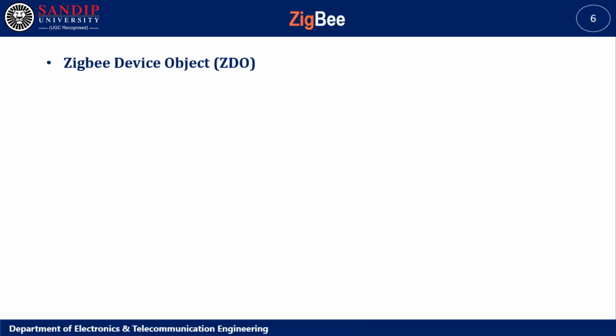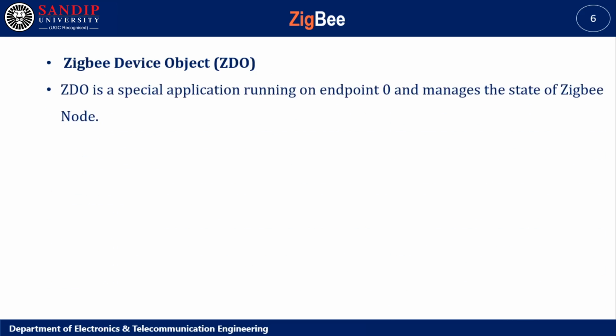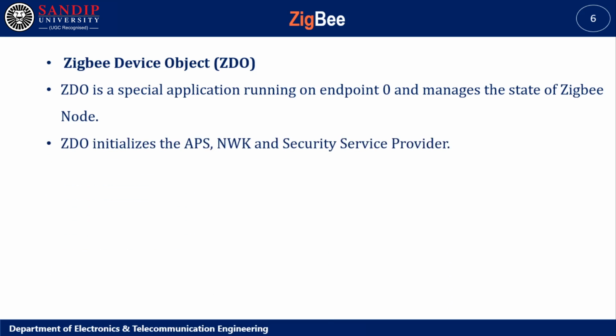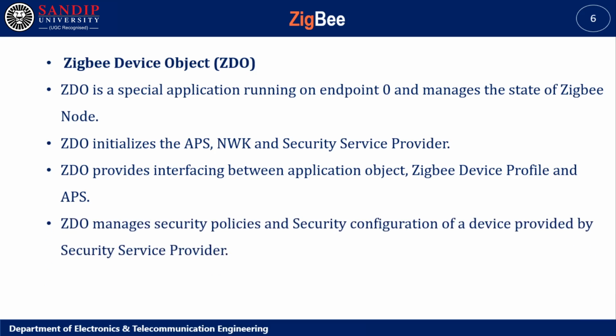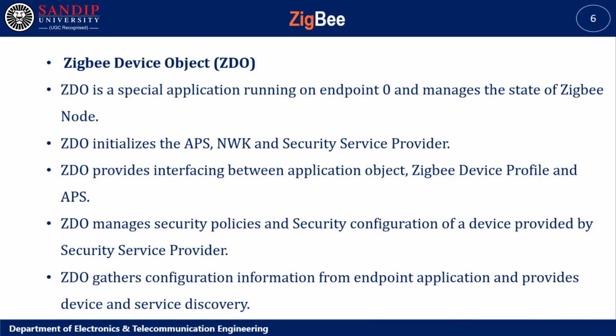ZigBee device object, that is ZDO. ZDO is a special application running on endpoint 0 and manages the state of ZigBee nodes. ZDO initializes the APS, NWK and security service provider. ZDO provides interfacing between the application object, ZigBee device profile and APS. ZDO manages security policies and security configuration of a device provided by a security service provider. ZDO gathers configuration information from endpoint applications and provides device and service discovery.